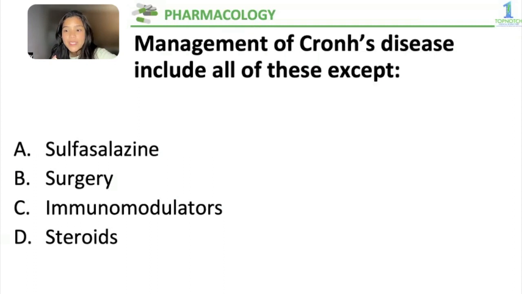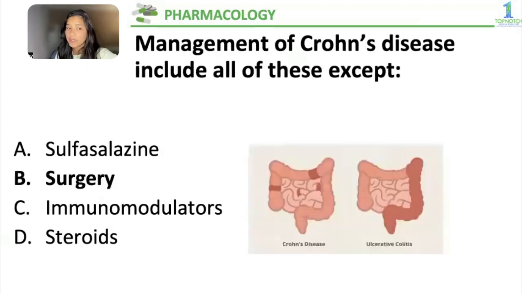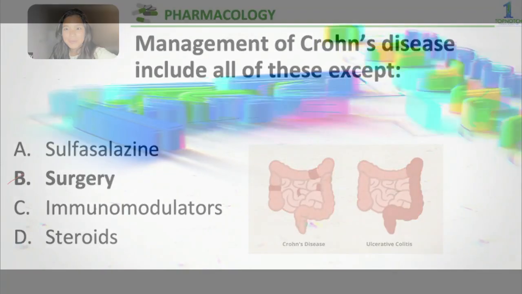Management of Crohn's disease includes all of the following except sulfasalazine, surgery, immunomodulators, or steroids. As mentioned earlier, only ulcerative colitis can be treated with surgery. Crohn's disease, because it has skip lesions, is not just located in one area. It's sort of scattered throughout the gastrointestinal tract. It cannot be treated with surgery. So the answer is B, surgery. And that's it for your gastrointestinal part of the pharmacology lecture.